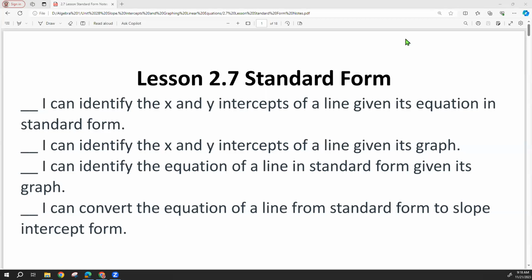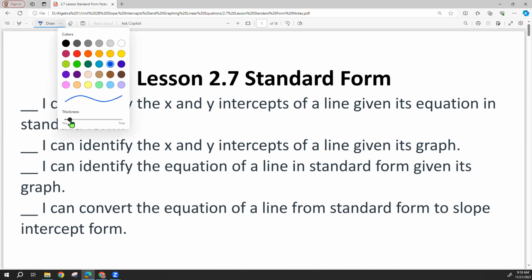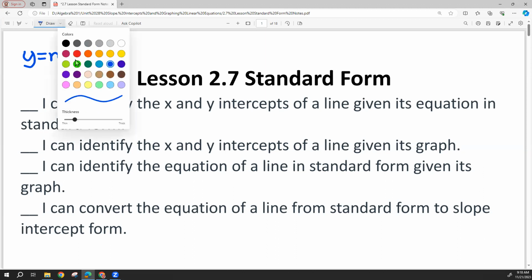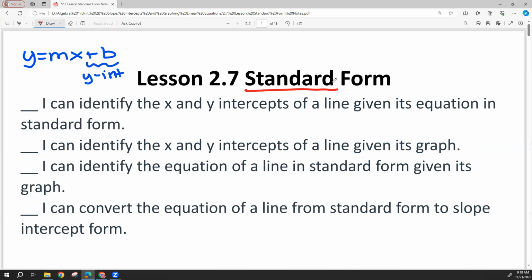Hey, all, today we're going to continue talking about lines in the coordinate plane, and we're going to talk about intercepts, but this time we're going to talk about lines in standard form. In the previous lesson, we talked about lines in slope-intercept form that looked like this, where the number in front of x was the slope and b came from our y-intercept. Today we're going to talk about standard form that is in this form, where x and y are on the same side of the equal sign.